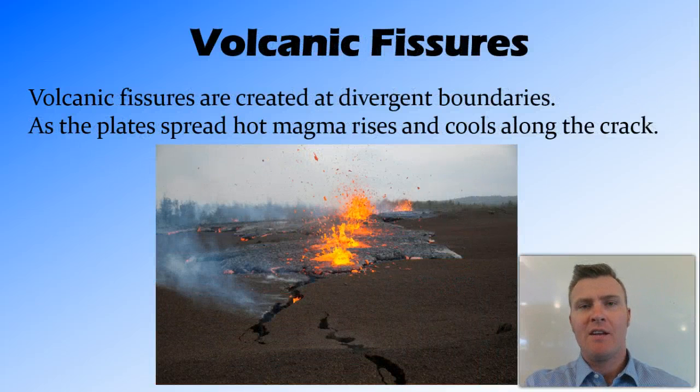Volcanic fissures, on the other hand, are created at divergent boundaries, where two plates are moving away from each other and the magma comes up out of the crack.